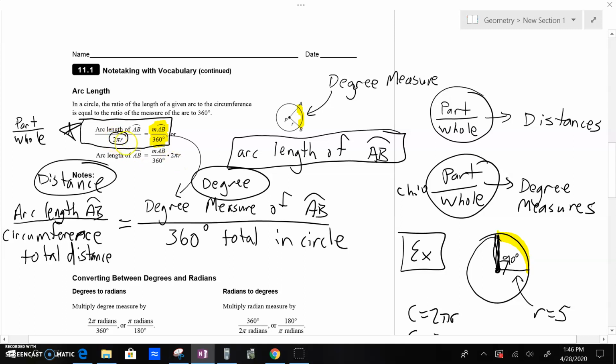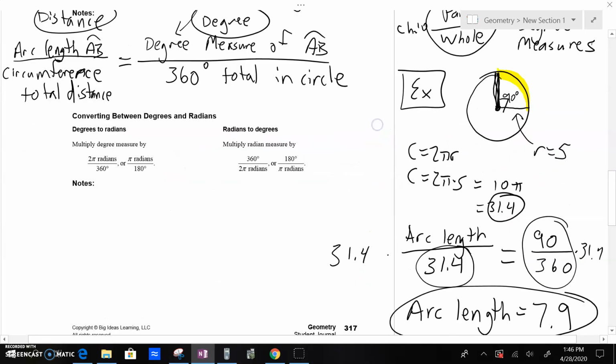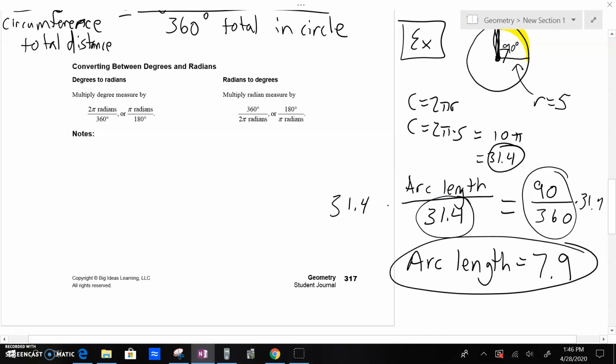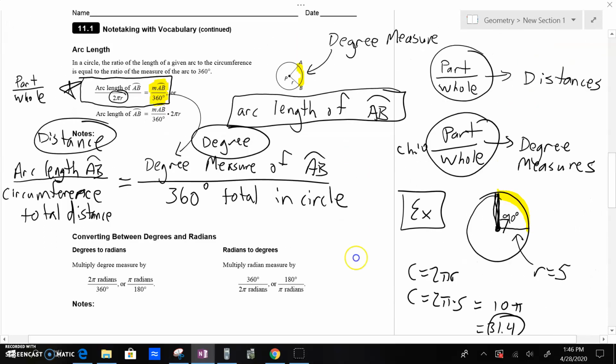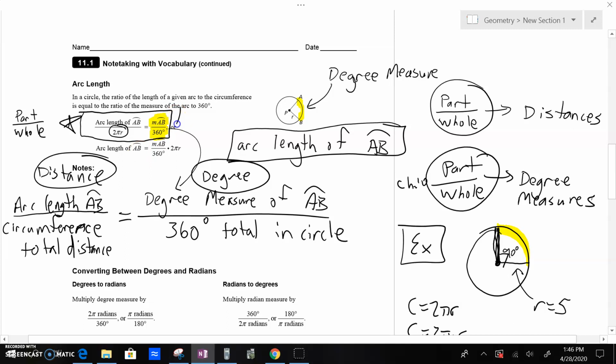They actually did what we did. They multiplied both sides by 2 pi r. So they multiplied both sides by the circumference. That's our 31.4 number. To come up with that bottom equation, you can always use this top equation. Just do part over whole equals part over whole, and you can solve for whatever it is you're asked to solve. Okay, so let's actually do a couple examples.